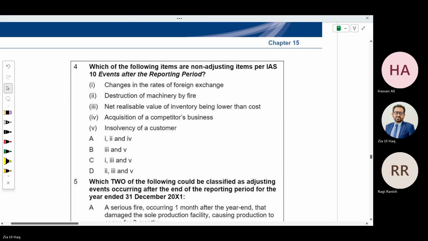Number 4. Events after the reporting date: which of the following items are non-adjusting as per IAS 10? Changes in the rates of foreign exchange after year end, non-adjusting. Destruction of machinery by fire, non-adjusting. Net realizable value of inventory being lower than cost, this is adjusting. Acquisition of a competitor business, meaning a subsidiary, this is non-adjusting. Insolvency of a customer, that is adjusting. So 1, 2, and 4.